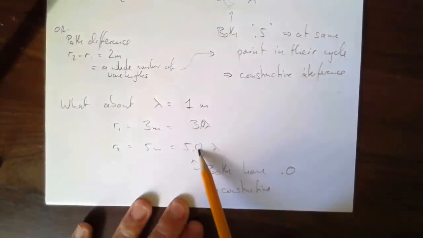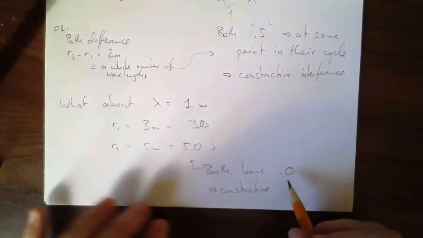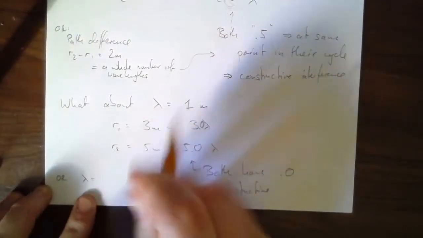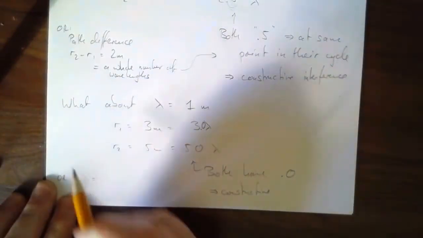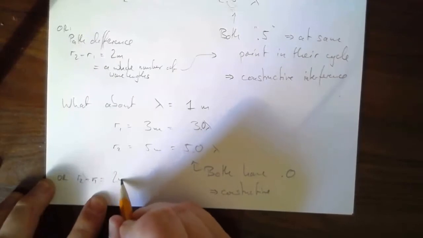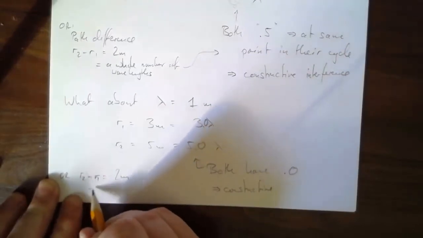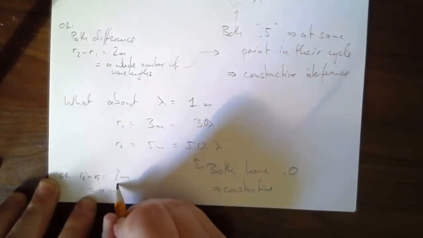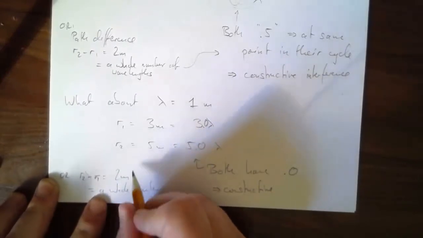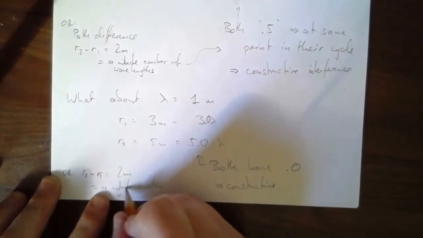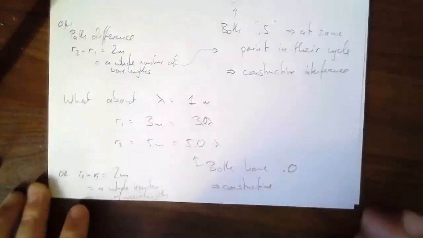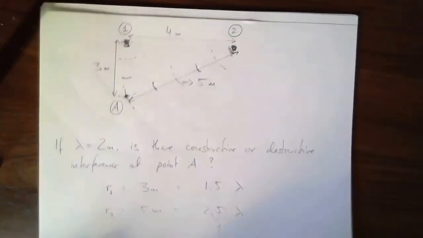And then here, again, both are 0.0, so again constructive, or I could say R2 minus R1 is equal to 2 meters as before, which is again a whole number of wavelengths. In this case 2, because lambda is 1 meter. That's an example where they're constructive. So we're going to stick with this one again.